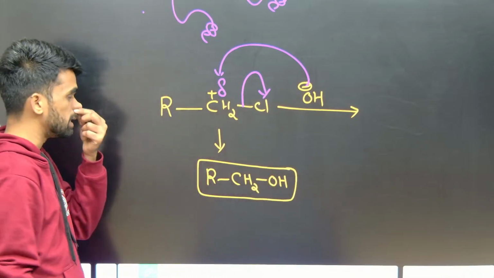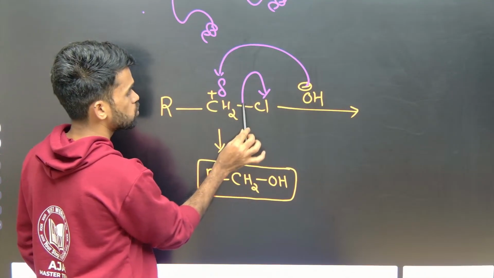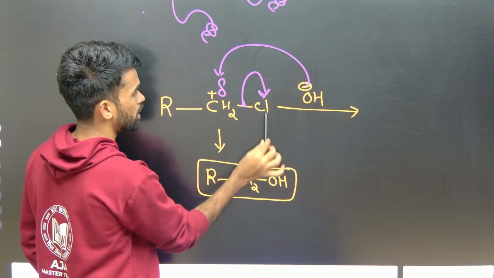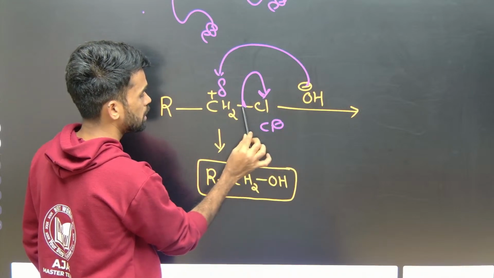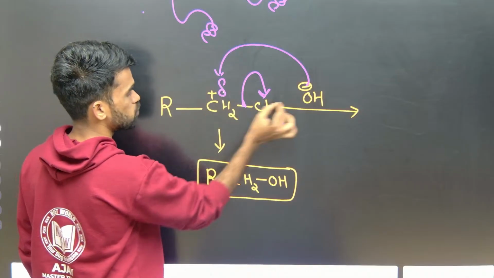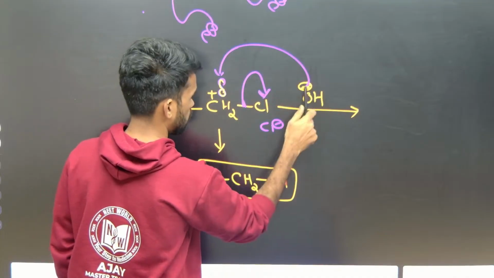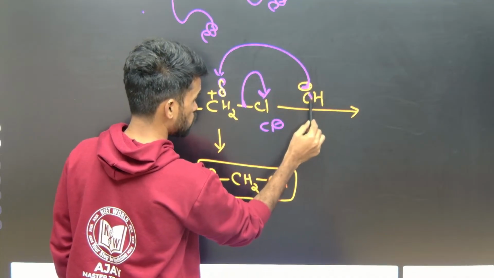This is our primary alcohol formed as a product here. So what we did here is just see what is happening in the reaction. Chlorine is going out as a chloride ion due to its electronegativity. Now it is generating a positive charge, where electron deficiency is created. There the electron rich species, the nucleophile, is attacking.